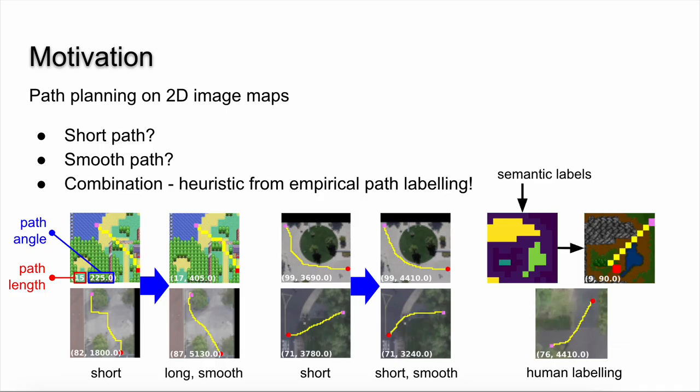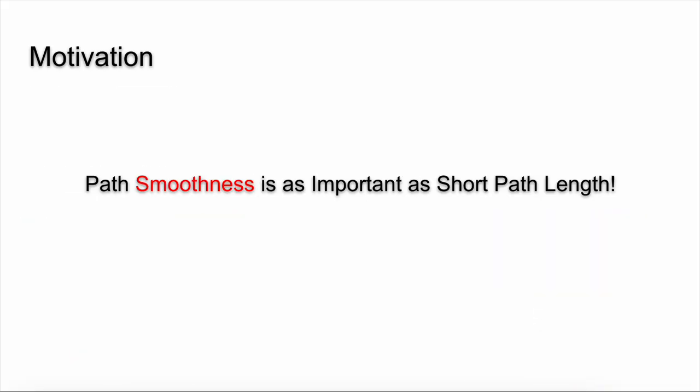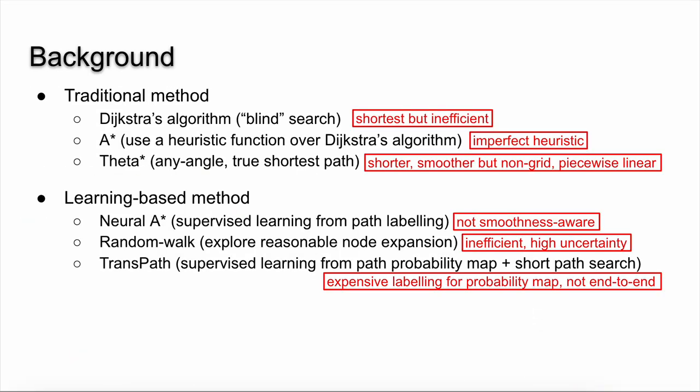While typical path planning pursues the shortest path, a smoother and longer path can be safer by avoiding things such as building or traffic obstacles. Heuristic from empirical labeling given semantic labels or human labeling is more plausible. It considers both path shortening and smoothing. Therefore, a smoother path is often as important as a short path.